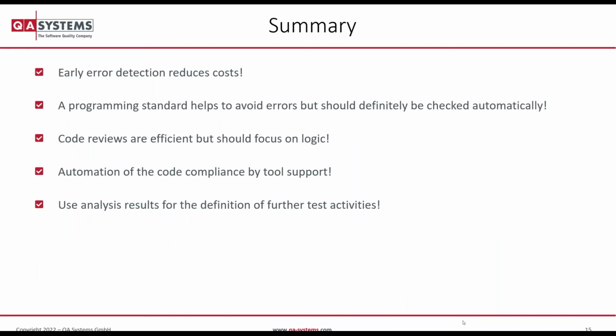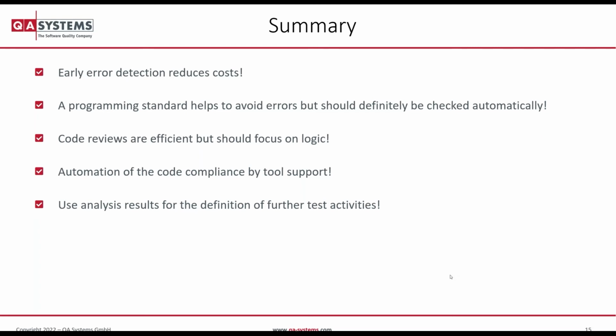So as a summary, early error detection reduces costs. That's definitely nothing new, but is still very valid. A programming standard helps you to avoid errors, but should definitely be checked automatically. Code reviews are efficient, but should really focus on logic, not on formalism. The automation of the code compliance needs to be done by a tool. You need tool support for it, and use the analysis results for the definition of further test activities.